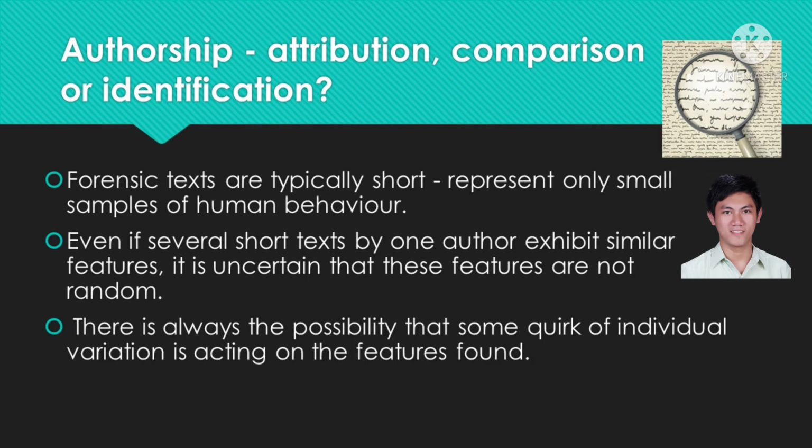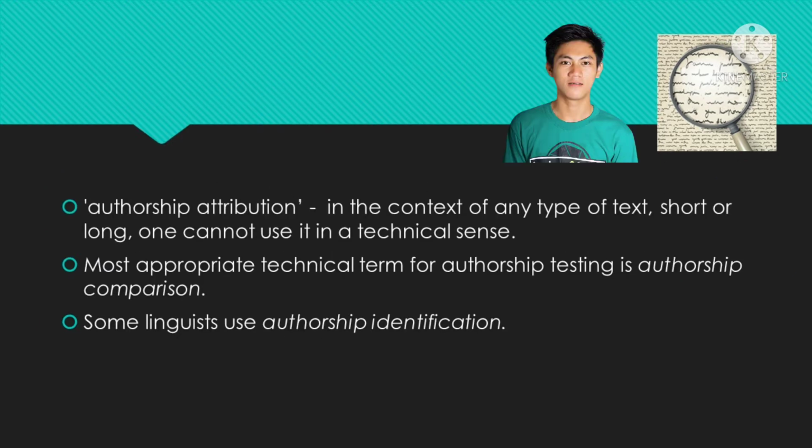Because forensic texts are typically short, they represent only small samples of human behavior. Even if we find that several short texts by one author exhibit similar features, we cannot be sure that these features are not random. There is always the possibility that some quirk of individual variation is acting on the features we have found. When using the term authorship attribution in the context of any type of text, short or long, one cannot use it in a technical sense. This is why it is suggested that the most appropriate technical term for authorship testing is authorship comparison.